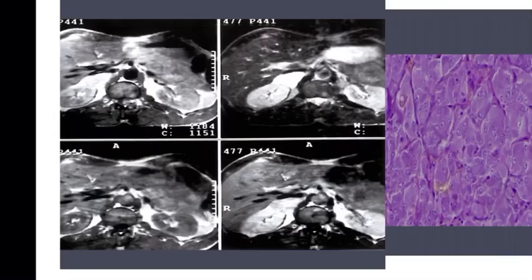All right, here you can see the histology of the pheochromocytoma. The tumor is secreting too much norepinephrine, and the cells are too numerous here. And this is the CT scan image.